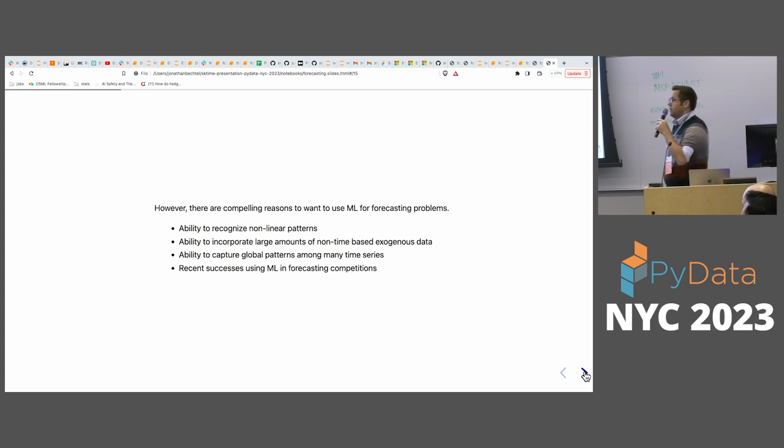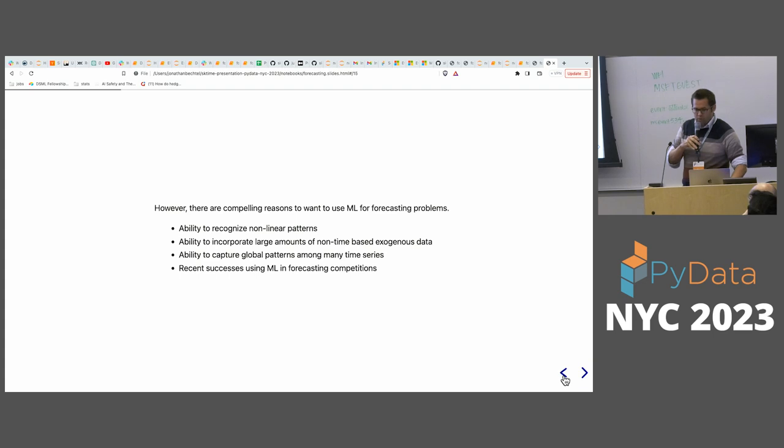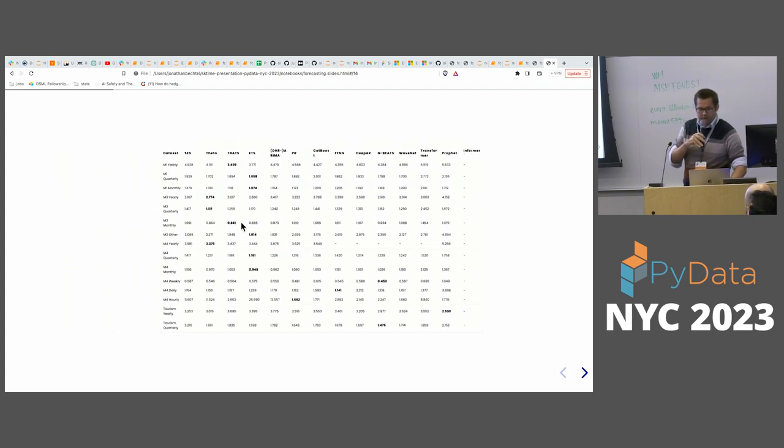Clarification. When you say performance, do you mean the speed in which it runs, or do you mean the accuracy? Forecasting accuracy. Yeah, forecasting accuracy. Actually, I forget exactly what this metric is, but I think it's something like root mean squared error or mean absolute error. It's also true the deep learning models typically take longer to fit, obviously, because they have more parameters. I think it probably goes without saying, but this is just accuracy. Other questions?